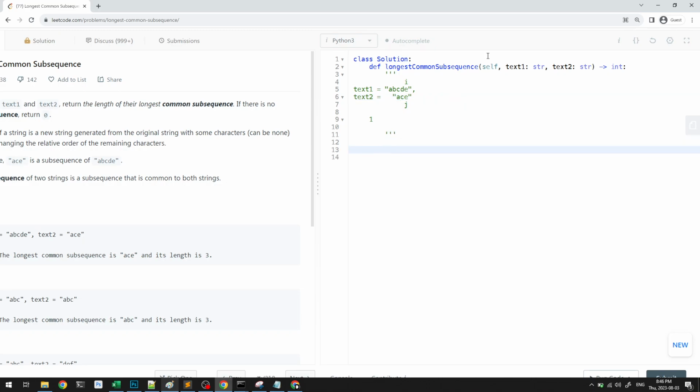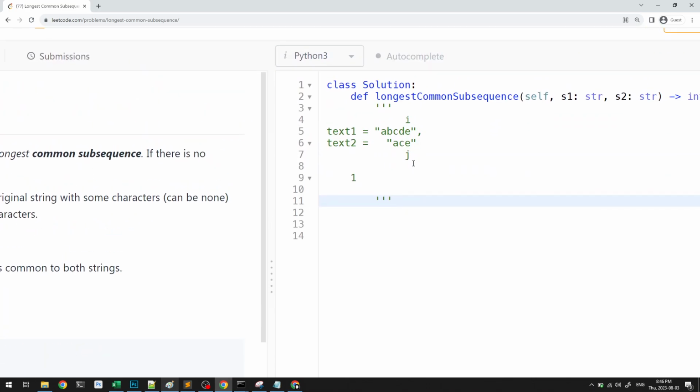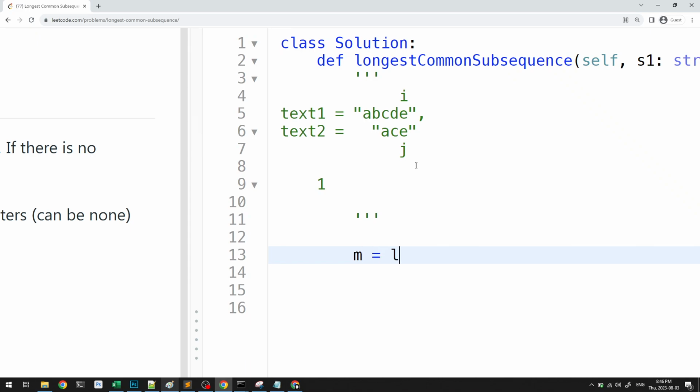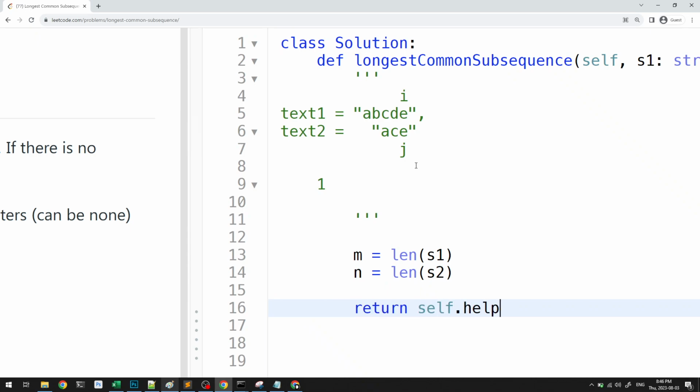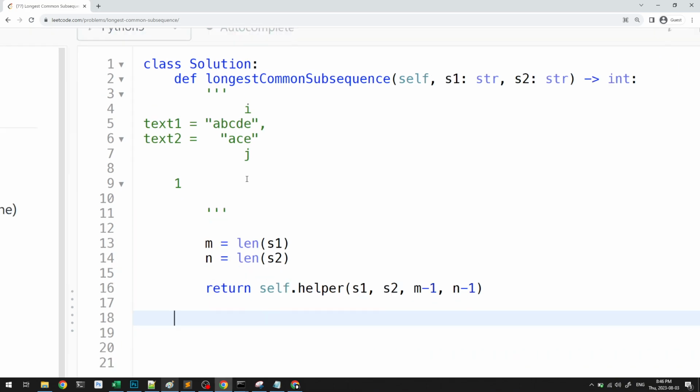Now, before I do that, I'm going to rename these two S1 and S2. And now we need to know a couple of things, right? We need to know what this last index is, so I would define that. I would do M is equal to length of S1, and N is equal to length of S2. Now when I'm doing my recursive call, what do I need to pass in? I need to pass in S1, S2, and the I and J pointers. Initially, these would be M minus 1 and N minus 1. That would be the I and J pointers at the start.